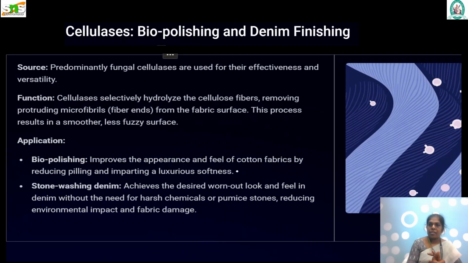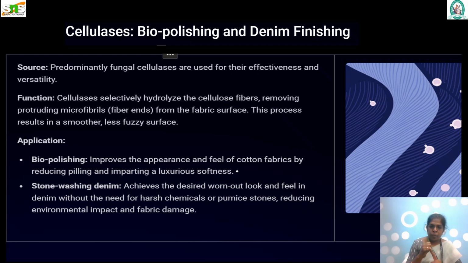Second one is cellulase. Cellulase is used in biopolishing and denim finishing. Here I have given a picture for you. This is actually a closer look at a denim finish which is given by cellulase. These are fungal cellulases, and they act on the cellulose fibers by removing the protruding microfibrils. This process results in a smoother, less fuzzy surface, giving a good finish for the fabric.